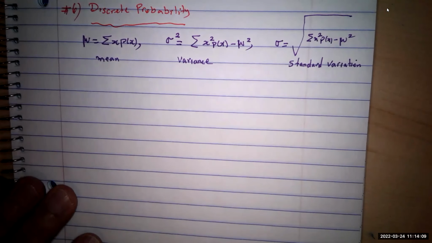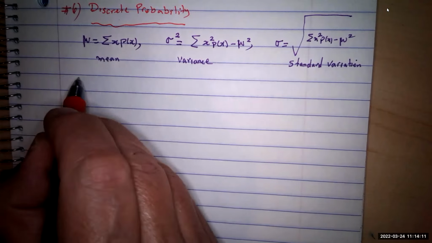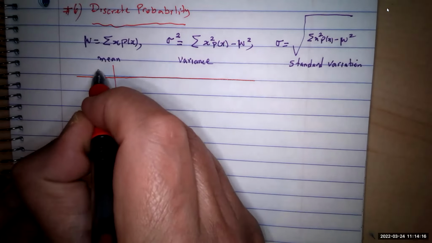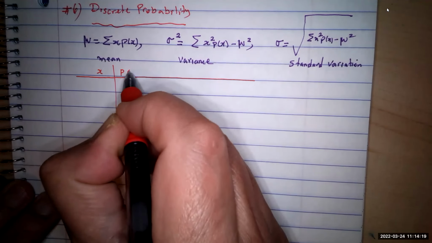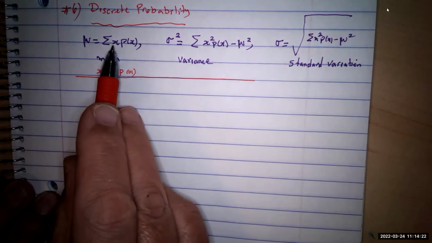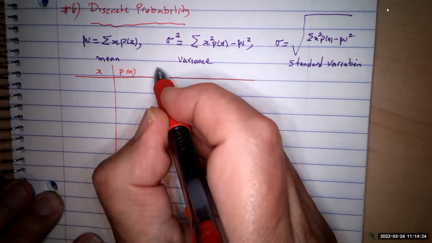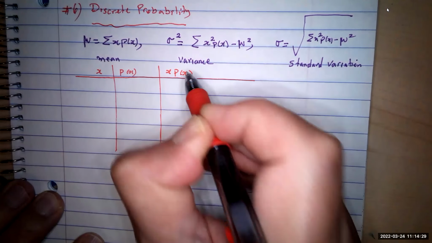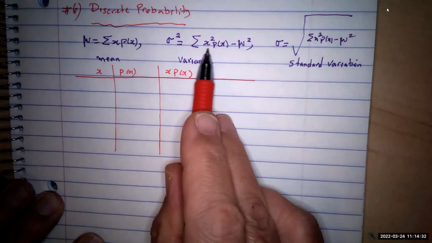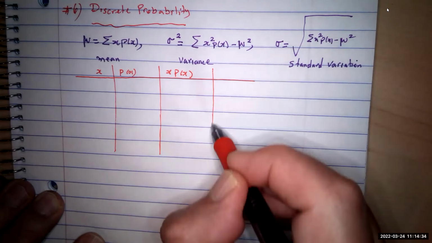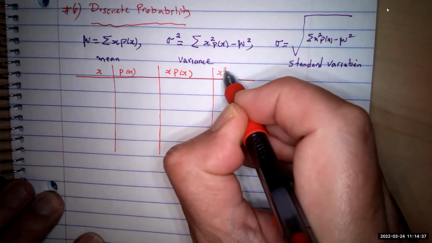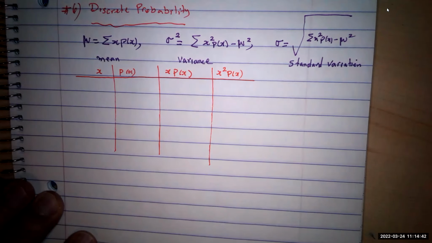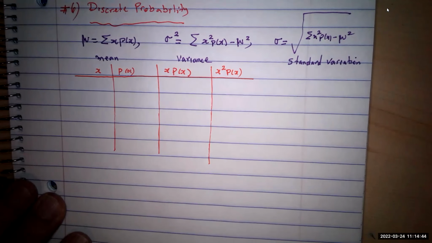The table would be given to you as it's given, and you are going to extend that table. So that's the X and the P(X). This would be given. You multiply these two together to get the X P(X). So you need one more column, X P(X). You multiply by another X to get the X squared P(X). This is how you design this table. The first 2 columns are given.